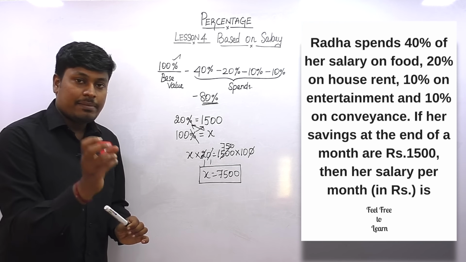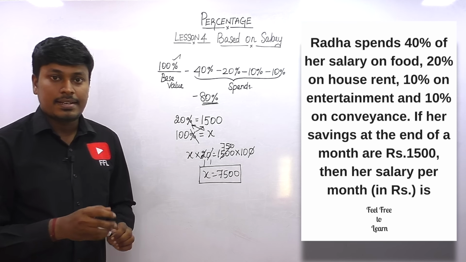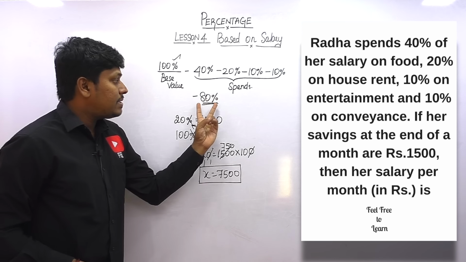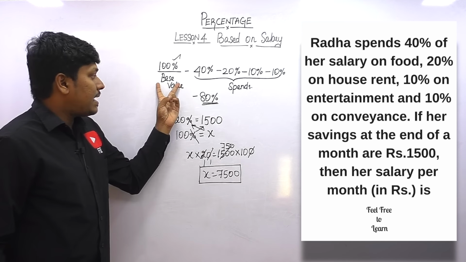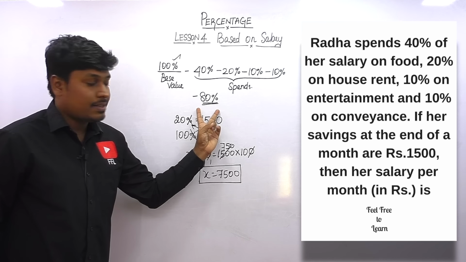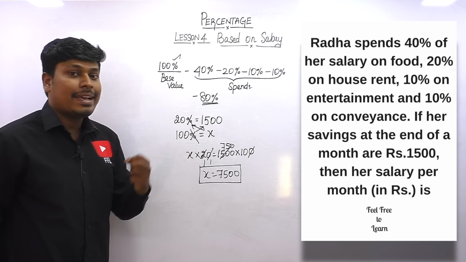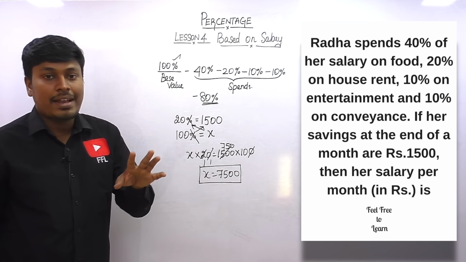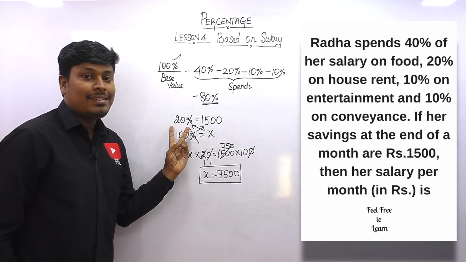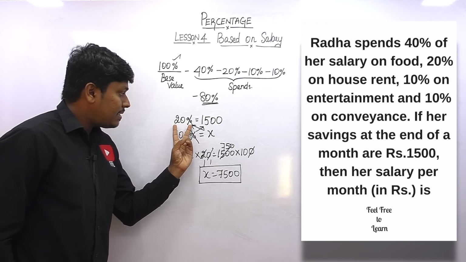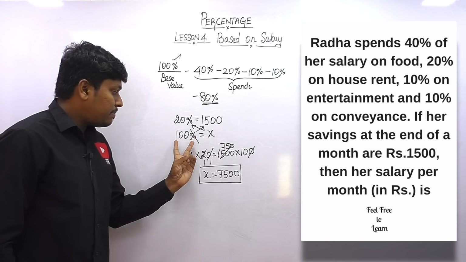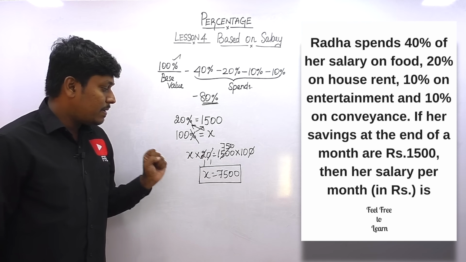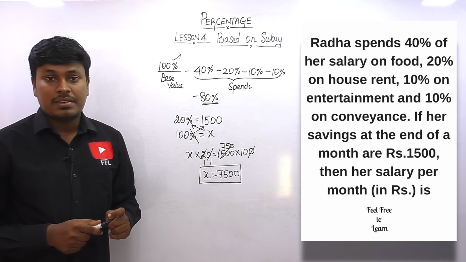So got it? We have kept the salary base value as 100%. From this salary she is spending 40, 20, 10 and 10. So totally she spent 80%. From her salary we have subtracted this 80%, so the resultant will be 20%. That is the cash she has with her. So 20%, and in the question they have directly given the savings as 1500, and we know that the savings percentage is 20%. So 20% savings will be 1500. 100% is the base value for salary, which is equal to X. So once you cross multiply, you will get the answer. X is equal to 7500.